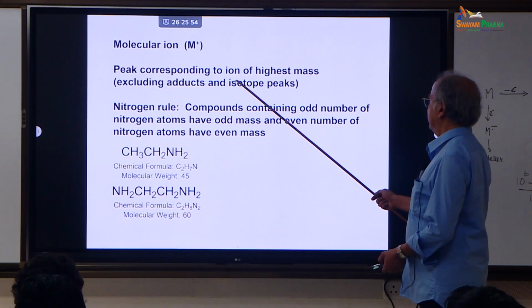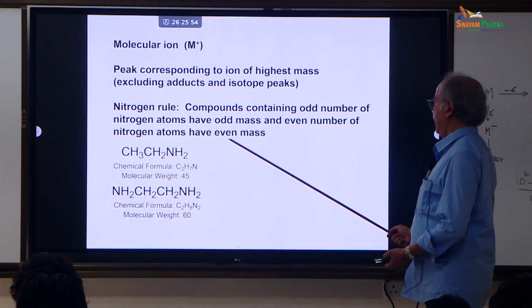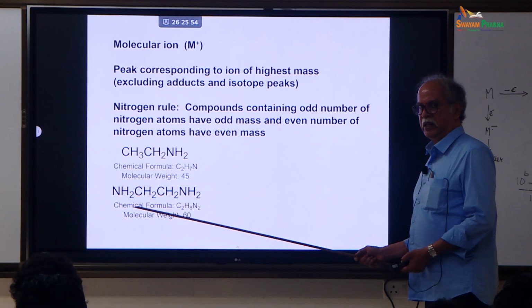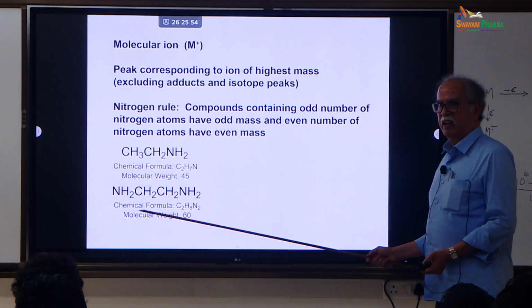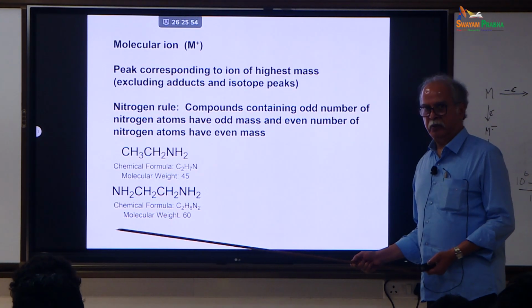This I already mentioned. Nitrogen rule: if you have one nitrogen, the mass will be odd because the nitrogen valency is 3. So 3 hydrogens will add 3 point something, so it's an odd mass.